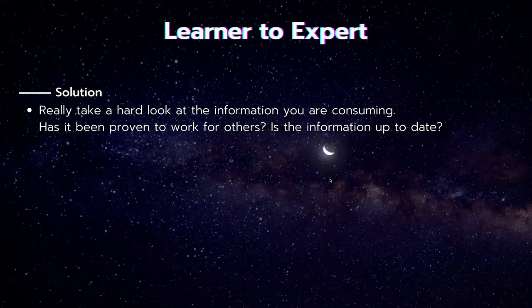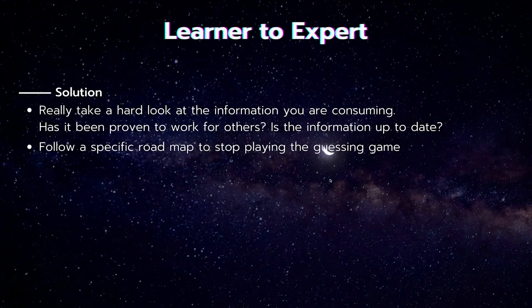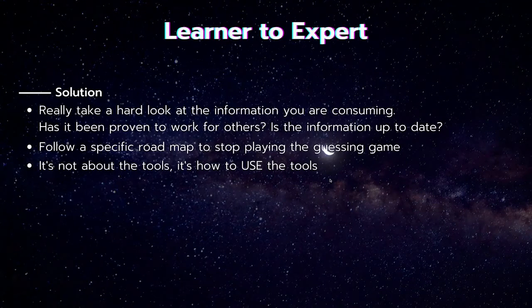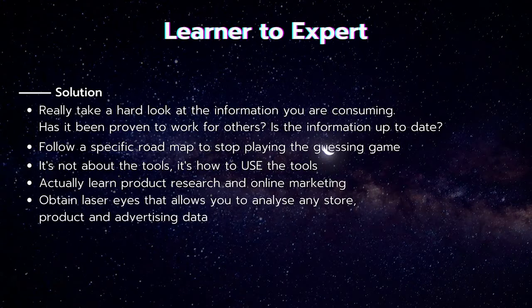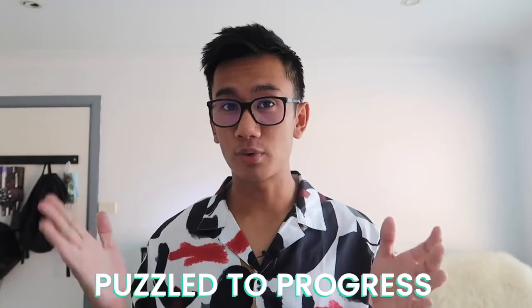Now, what was the solution? You really want to take a hard look at the information that you're consuming. Question yourself: has this strategy been proven to work for others, or has it just been able to work once for that one guru? Is the information up to date? You'll want to follow a specific roadmap and stop playing the guessing game. It's not about the tools, it's how you use the tools. You want to actually properly learn product research and online marketing. And you want to obtain laser eyes that allow you to analyze any store, any product, any set of data you're given. The third transformation is puzzled to progress.